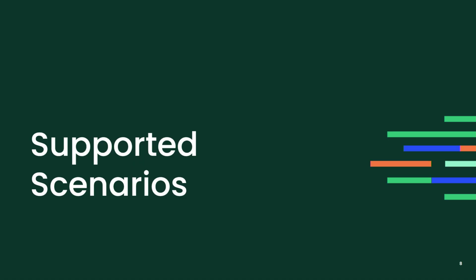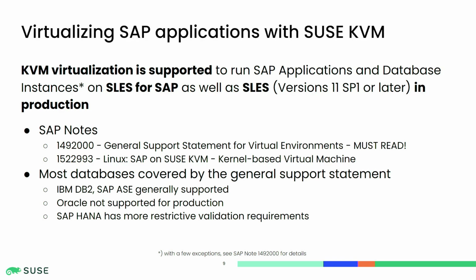So let's get into a little bit of detail here. There are two sets of validations, basically. One is SAP applications, all the NetWeaver stuff, like S/4HANA, but without the HANA part. And so all the application server things are supported for production on SLES for SAP and SLES since like forever.